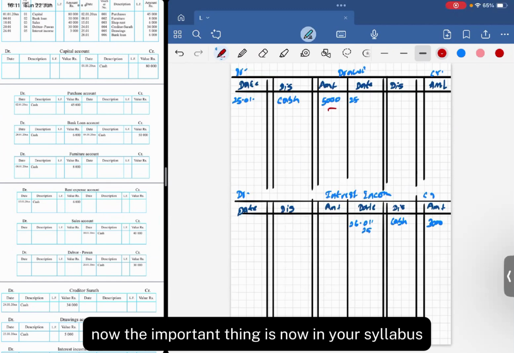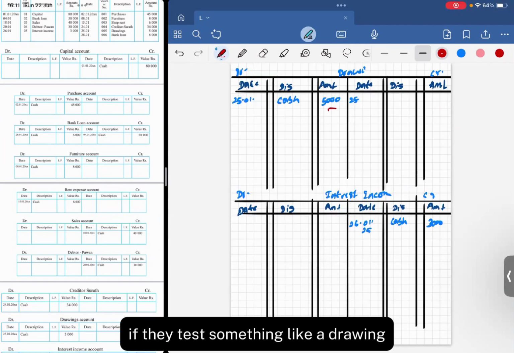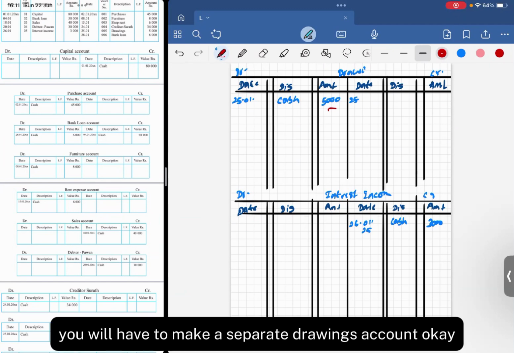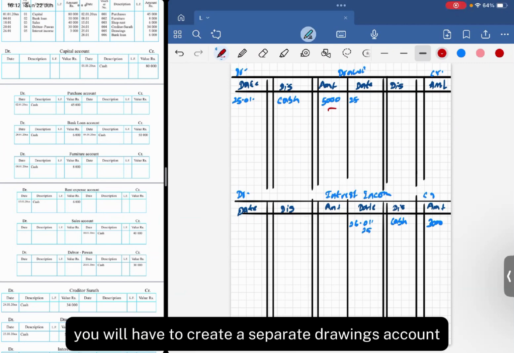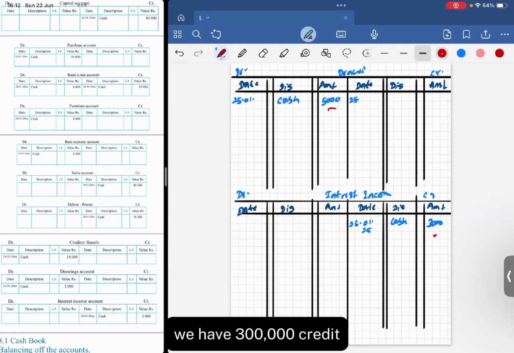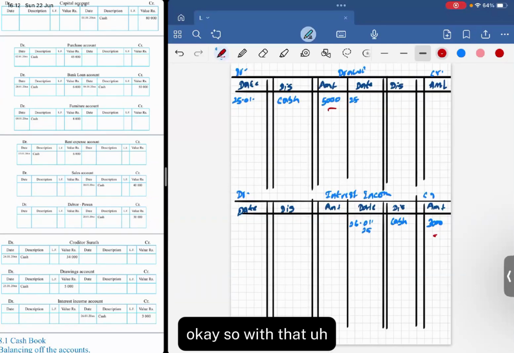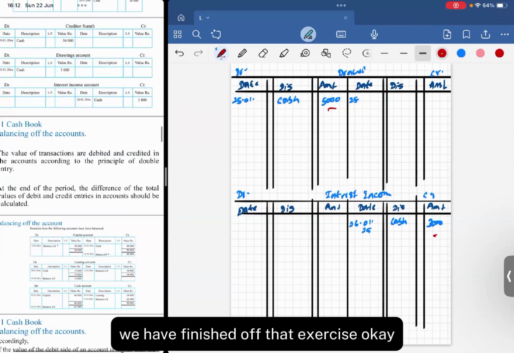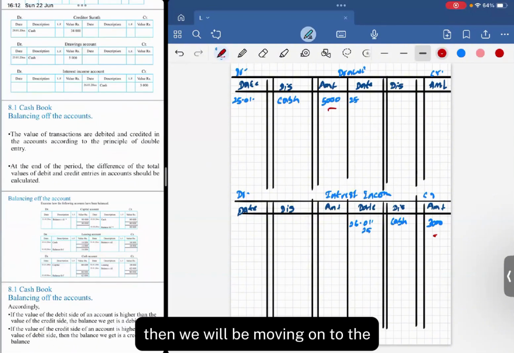Now the important thing is, in your syllabus, if they tell you something like drawings, you will have to make a separate drawings account. You cannot adjust it to the capital account. Then the interest income account, we have 3,000 credit. Okay, so with that, we have finished that exercise. Then we will be moving on to the balancing of accounts section.